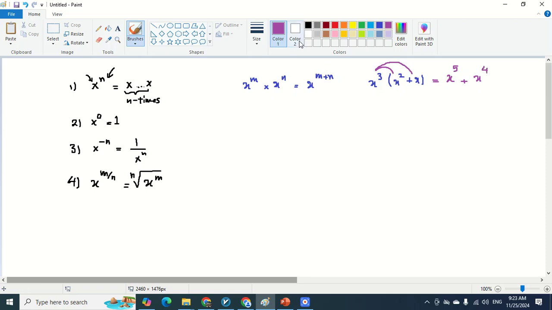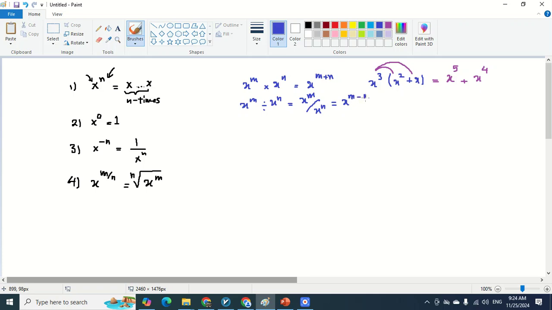If we have a division in this situation, meaning x to the power of m divided by x to the power of n, this division can be written as a fraction as well, so we can rewrite this expression as x to the power of m over x to the power of n. You can use the fraction representation for this type of operation, and the result is x to the power of m minus n, meaning we should subtract the exponents.